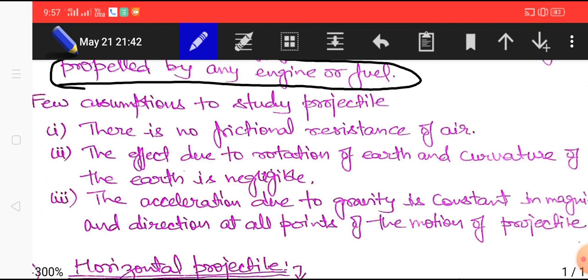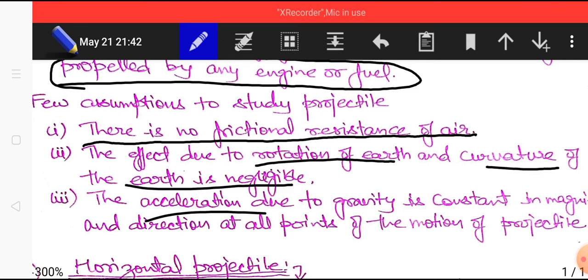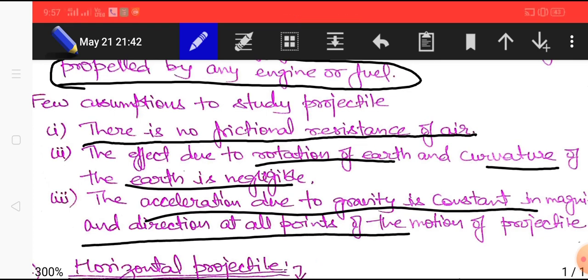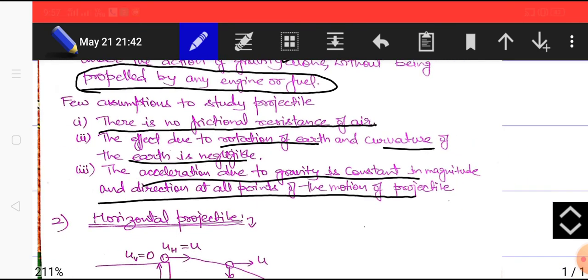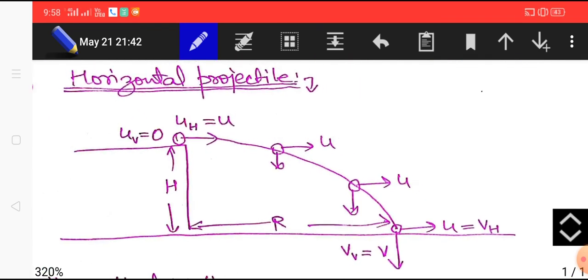A few assumptions we will make in this lecture. There is no frictional resistance of air. The effect due to rotation of earth and curvature of earth is negligible, and acceleration due to gravity is constant in magnitude and direction at all points of motion of the projectile. So we will start with the horizontal projectile.